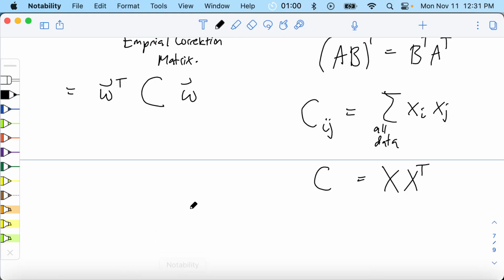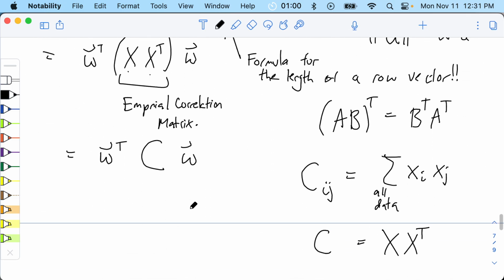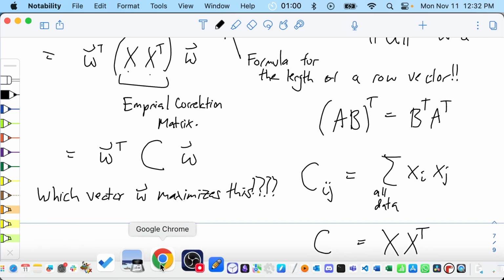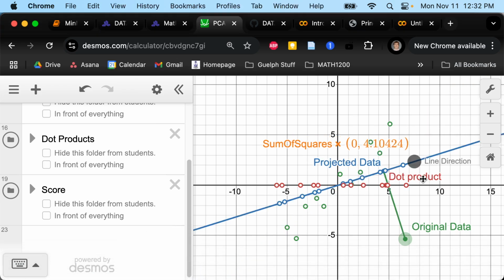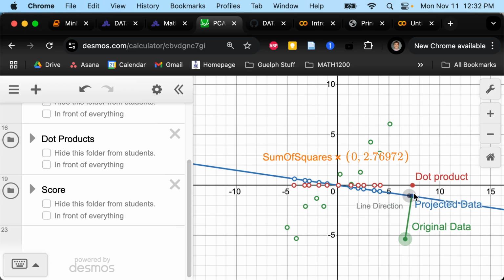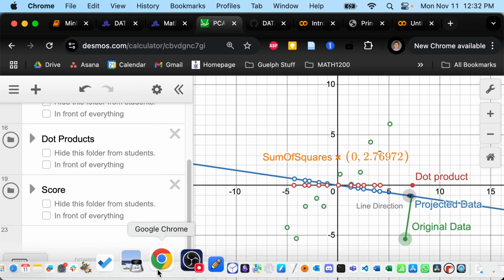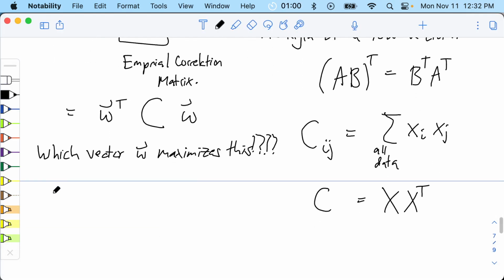All right, great. Now the question is, how do you maximize this? Which vector w maximizes this? That's what we want to do. We want to find the direction w that maximizes this sum of squares. And the answer is, it's the eigenvalues and eigenvectors. One way to write it is to write w as a linear combination of the eigenvectors of C.